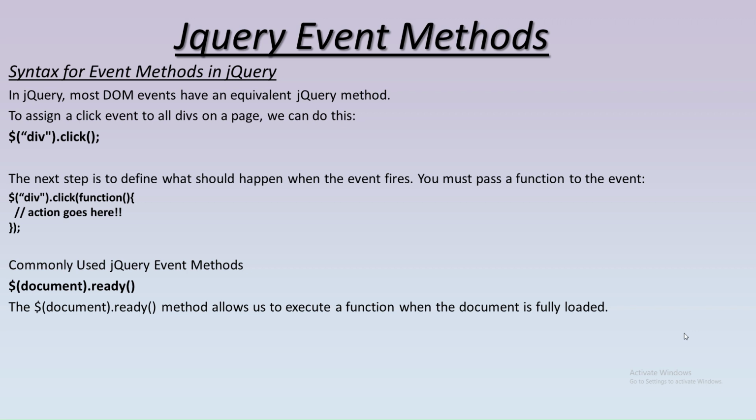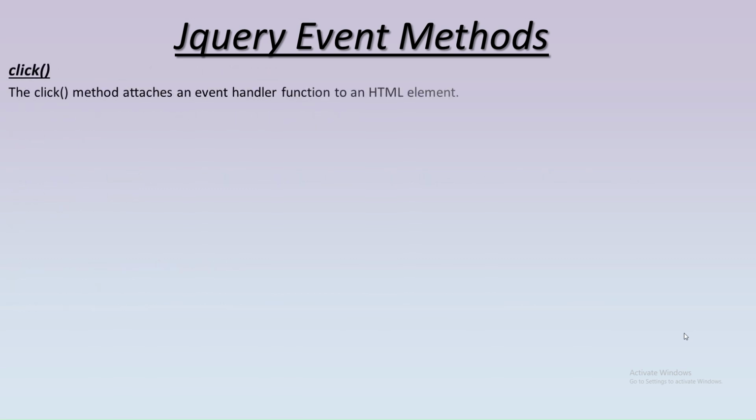The commonly used jQuery event methods start with document.ready. The document.ready method allows us to execute a function when the document is fully loaded. So once the page has been fully loaded, then only you can fire an event. That's better in case of events.